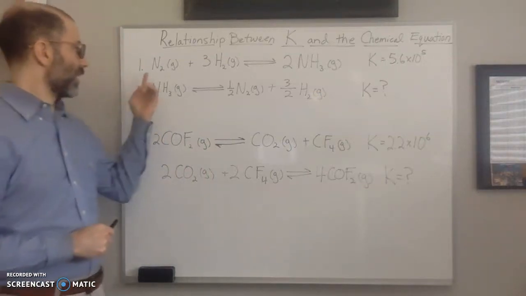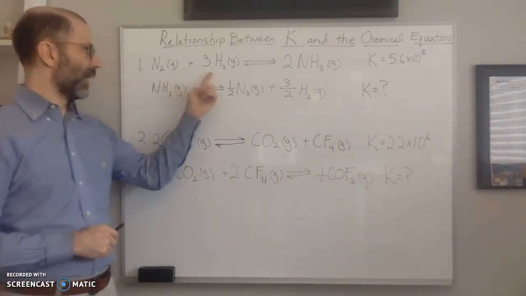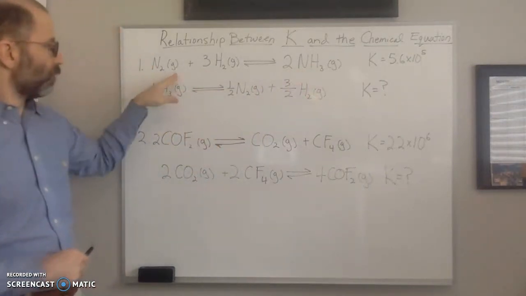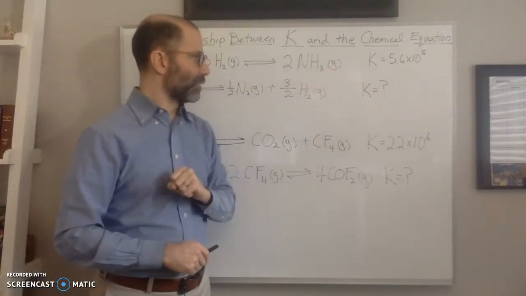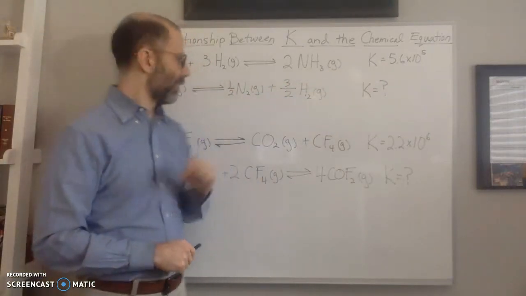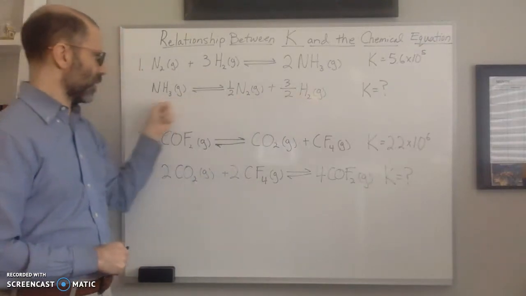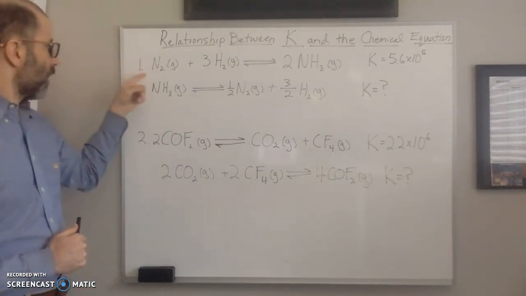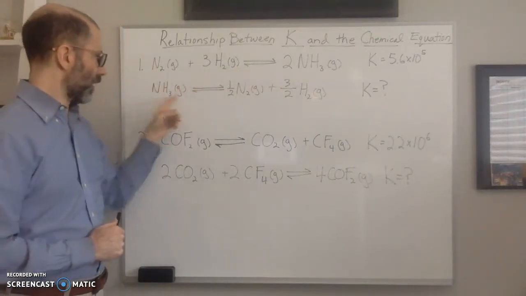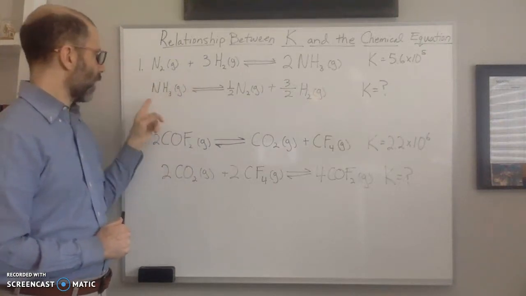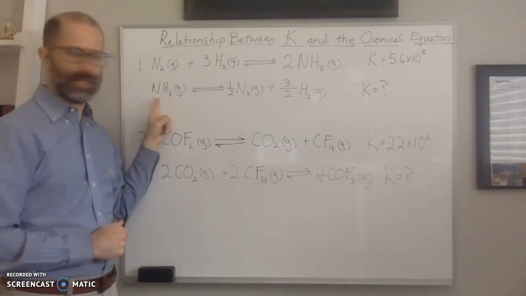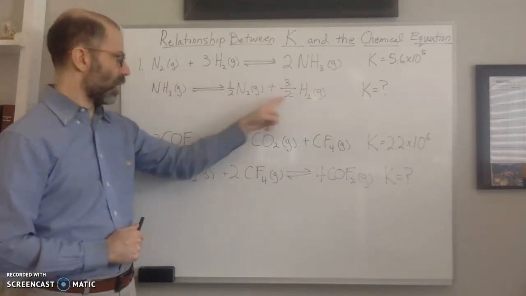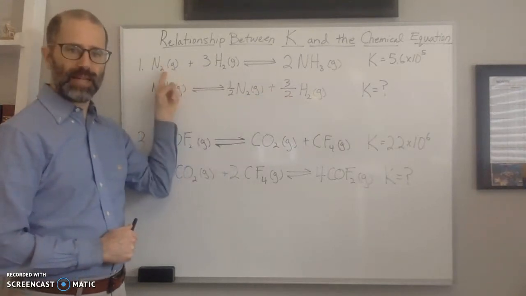So the first problem is I have nitrogen gas plus hydrogen gas forming ammonia. For this reaction, I'm given the K value 5.6 times 10 to the 5. Then they want to know, what would be the equilibrium constant for this other equation? Well, I look at the one they gave me and ask how this is related to it. Right away, I notice that NH3 is a reactant here, but it's a product there, and nitrogen and hydrogen are products here, but reactants there.